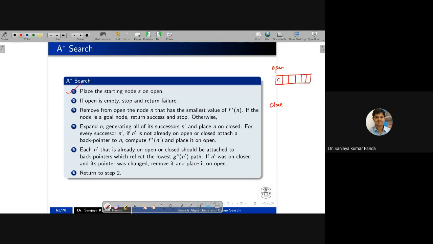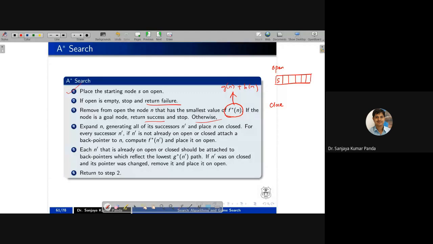First, the start node you have to put in the open list. If open is empty, if there is no other node while you are running this algorithm, then you have to return failure and stop. Otherwise, you have to remove from open the node n that has the smallest value of f of n. F of n is nothing but g of n plus h of n. And if the node is a goal node, then you have to return success and stop.